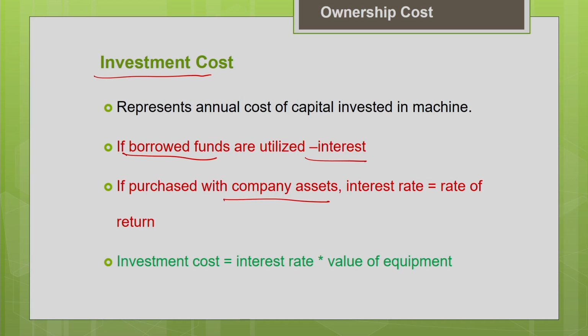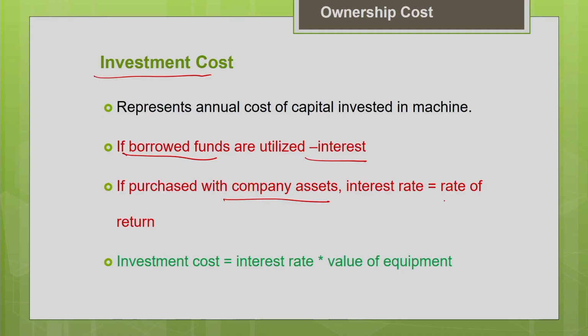Say for example, instead of investing this money in the purchase of the machine, if you had invested this money in something else, you might have achieved some rate of return. So that rate of return should be taken as the cost of investment. When you purchase the equipment with your own company assets, you have to take the interest rate equal to the rate of return. So in both cases, whether you are going for borrowed funds or you have purchased from your own company assets, you have to take the cost of investment.